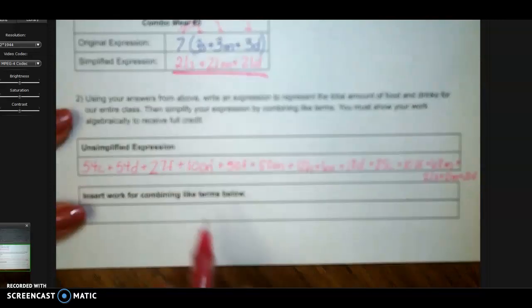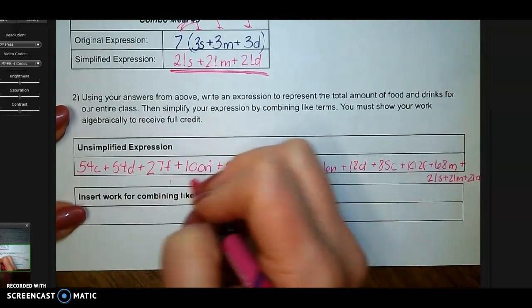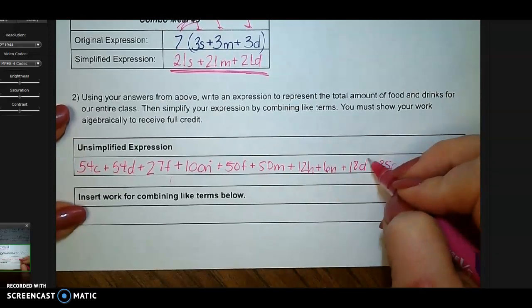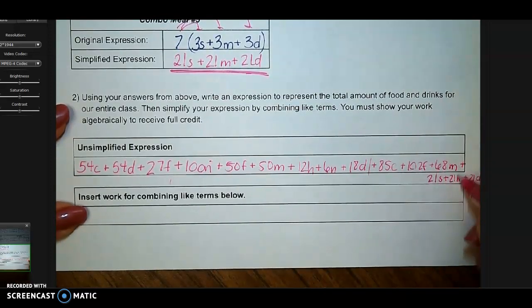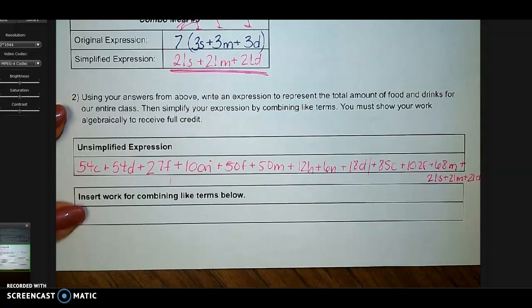So those are all of those. There's combo meal 1, there's combo meal 2, there's combo meal 3, there's 4, and there's 5. So those are all the expressions from the combo meals. So then I need to combine like terms.